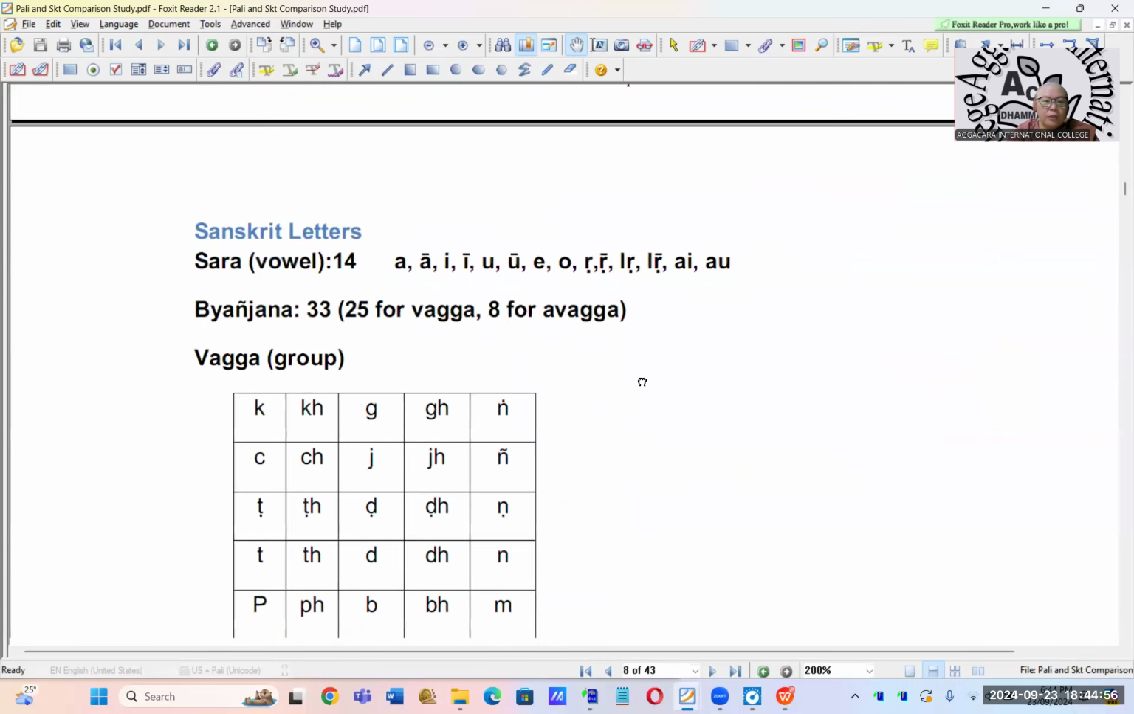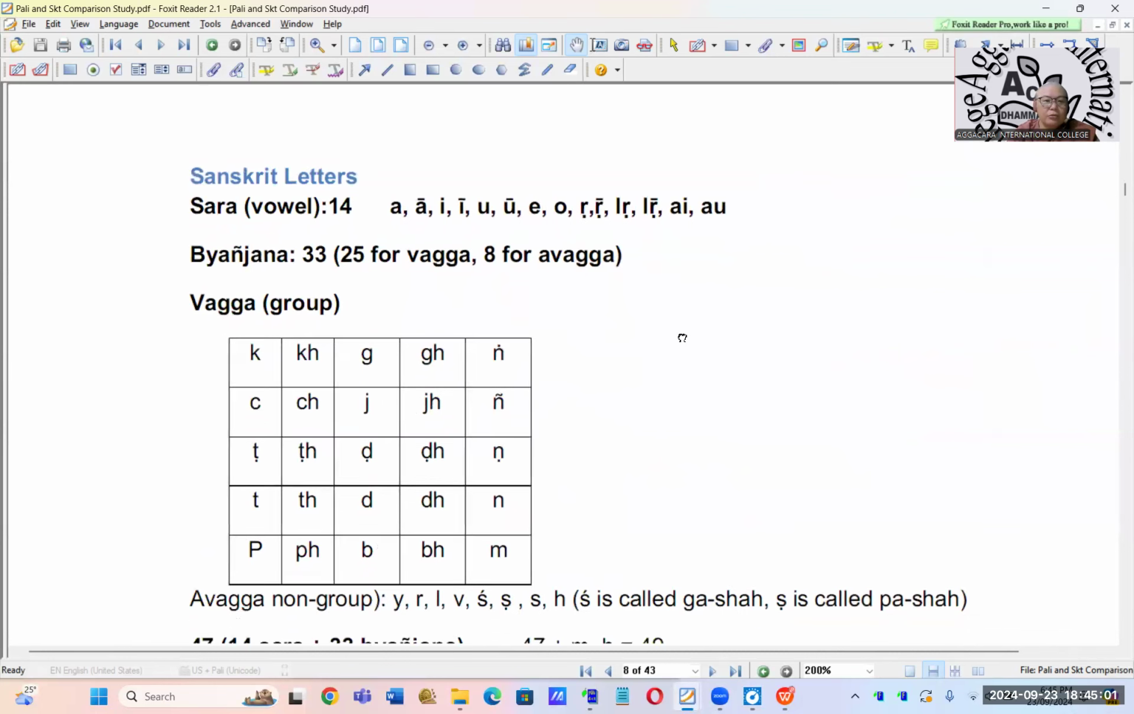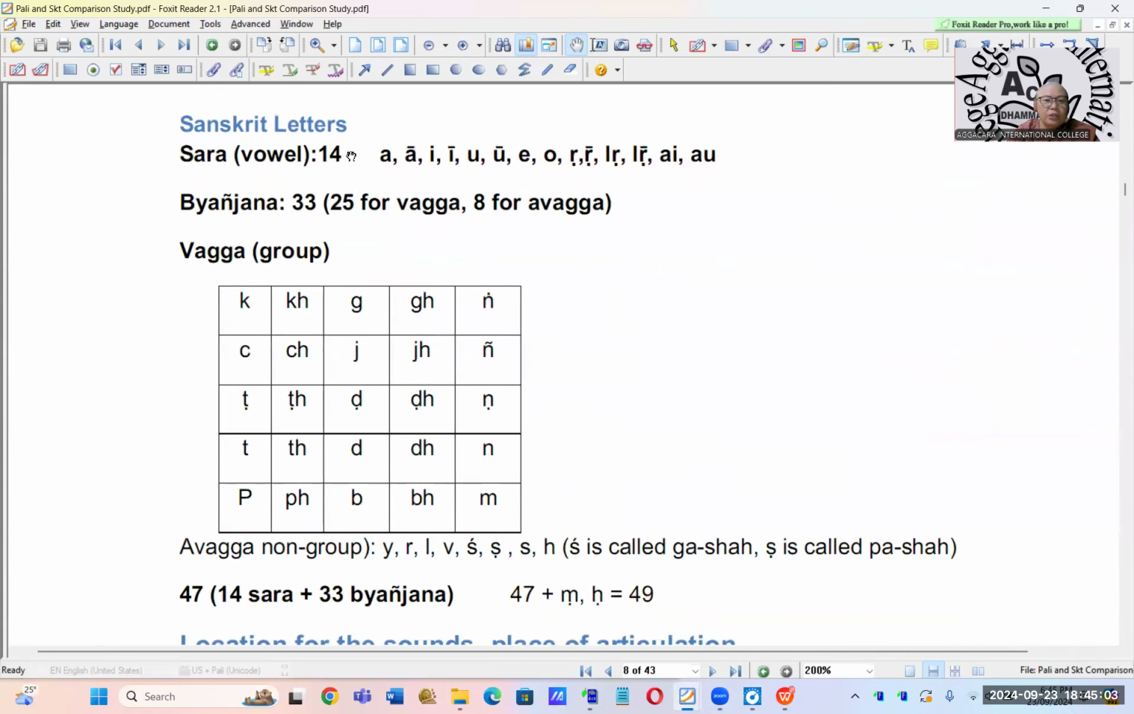Yeah, let's go. This is half Pali and half Sanskrit, so it's good to learn the two together. So in Sanskrit you have i, o. It's the same as Pali.